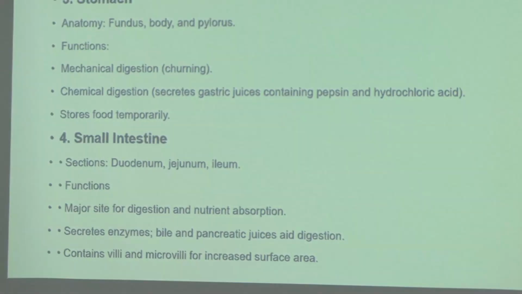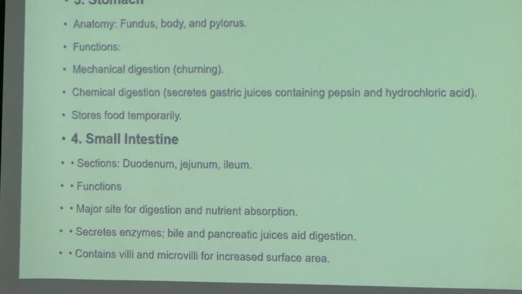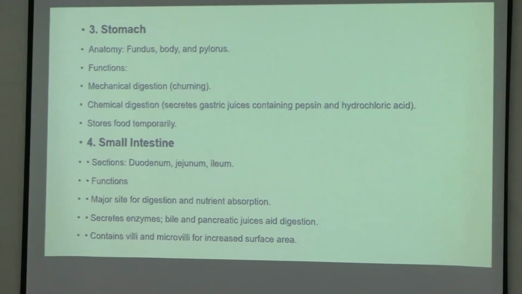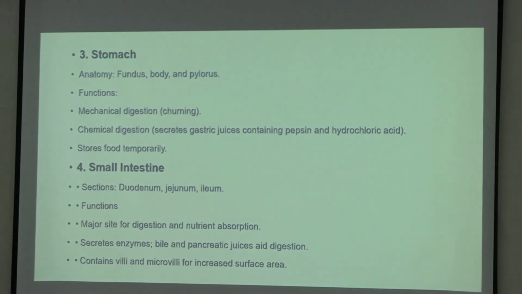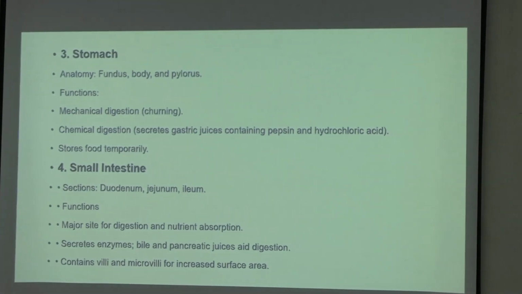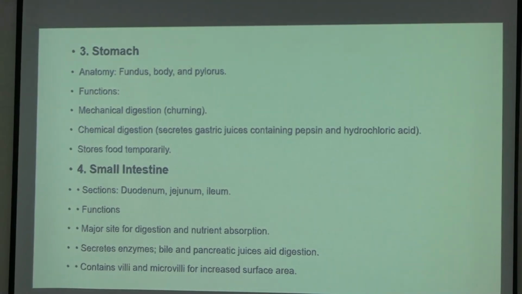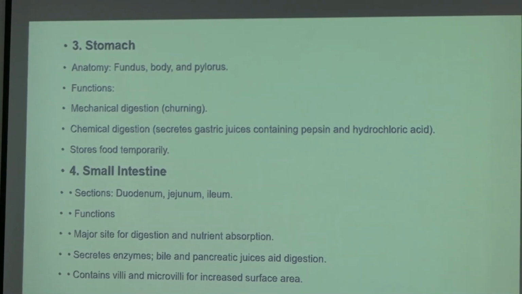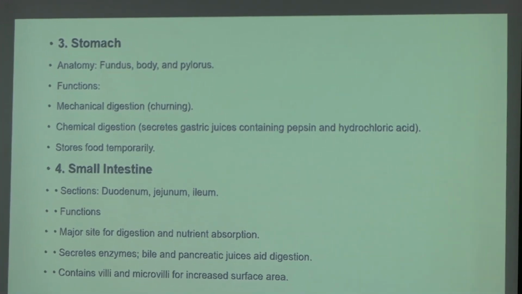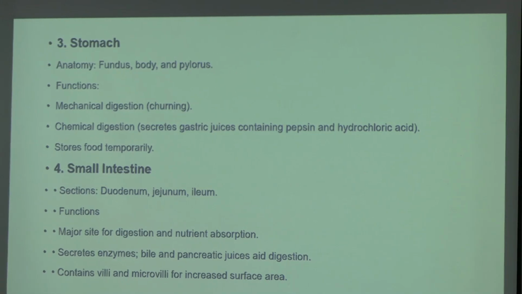Let's see what is the function of the stomach. The stomach has 3 parts. We can divide the stomach into 3 regions. What are these? Fundus, body, and pylorus. Then what is its function? Churning of food.